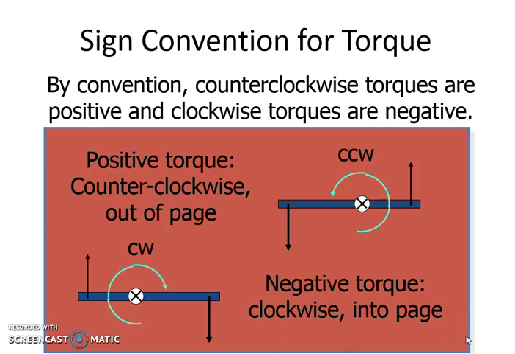So our sign convention for torque. By convention, counterclockwise torques are positive and clockwise torques are negative. So counterclockwise positive, clockwise negative. So we will put this one in as counterclockwise, and this is positive torque, and then this is clockwise, so this is negative torque.